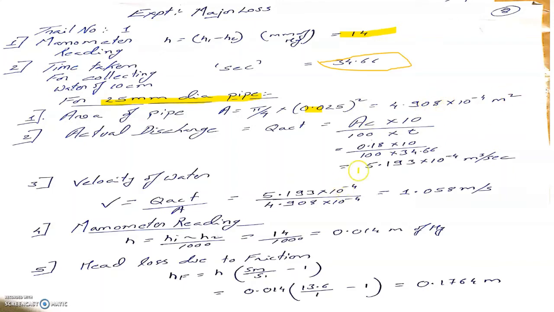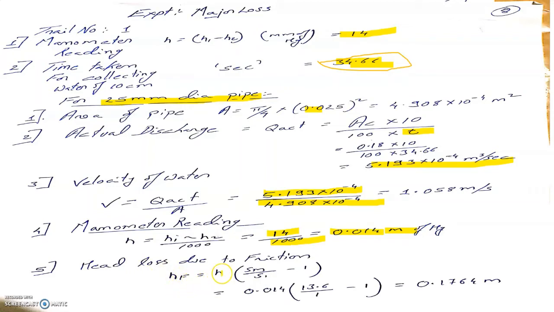I calculated the area, and I calculated Q actual using the time T, that was 34.66, so I got Q actual over here. By using Q actual I calculated the velocity, so velocity is nothing but Q actual by area. Then I calculated the manometric reading. The difference was 14 divided by 1000, so I got 0.014 meters of mercury.